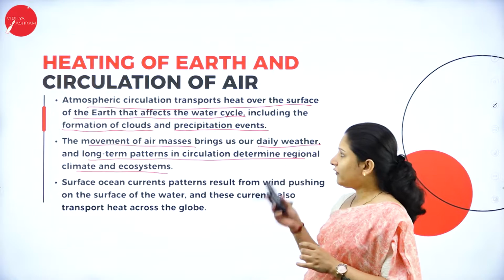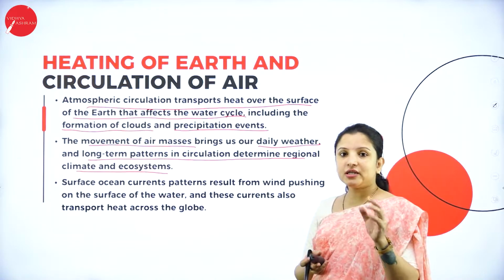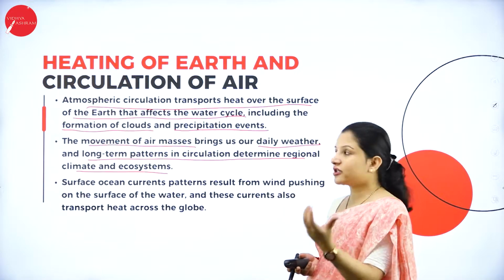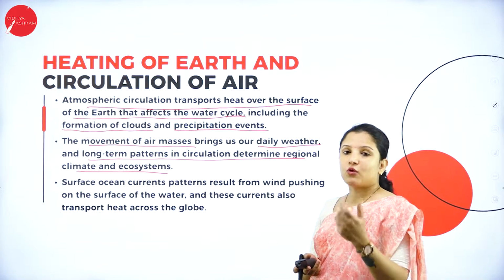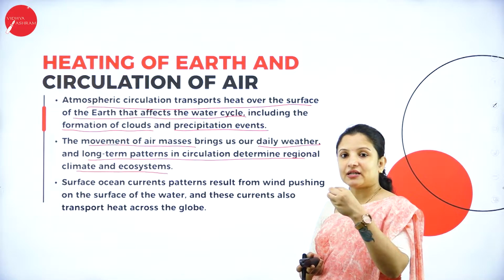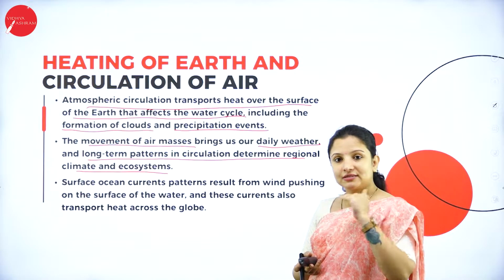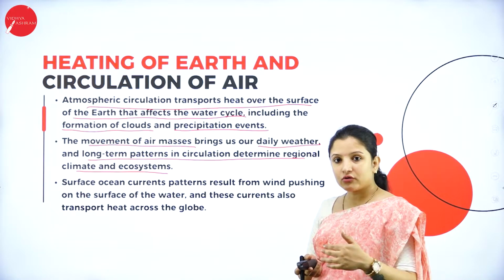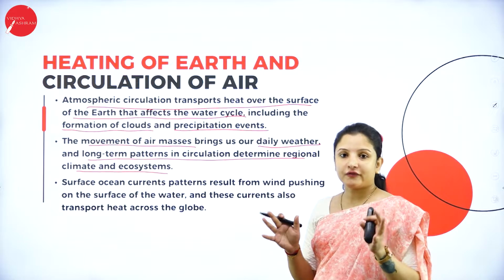Why? Because first, atmospheric circulation actually transports the heat. It helps in the circulation of the heat to the earth's surface. Therefore, it will evaporate the water that is present in the water bodies. These evaporated vapors will form clouds and come down as rain. Now, which region receives how much rain, whether they are going to receive rain or not, all that depends on the air mass, that is the flow of the air.